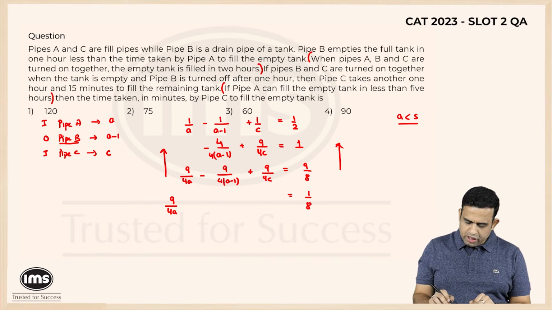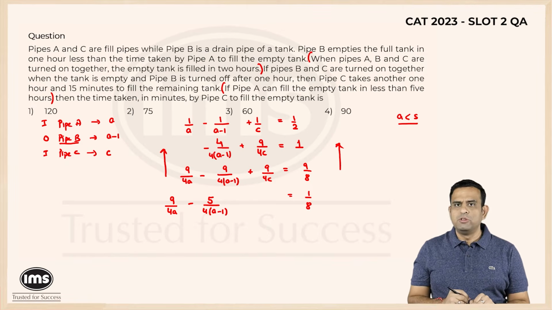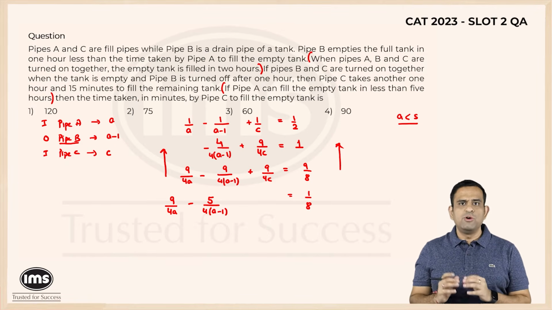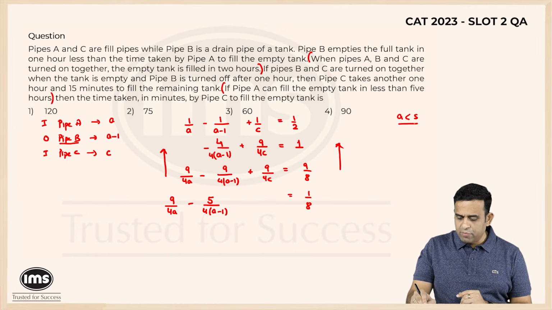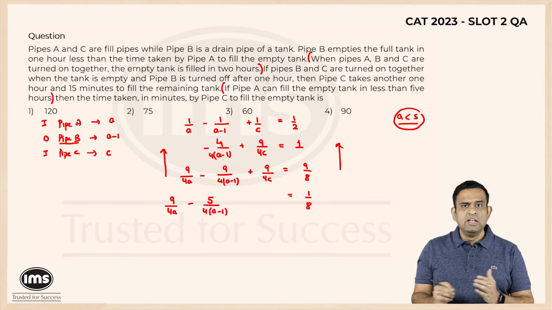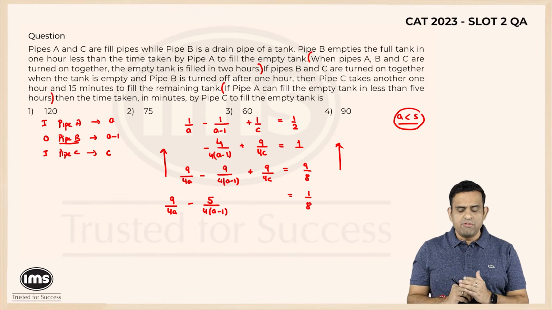And this is going to become equal to, one can say, minus 5 upon 4 into A minus 1. And this thing is equal to 1 by 8. So now I'm going to simply get a quadratic in A, and we can find out the value of A, and then we can possibly use this particular condition that the value of A needs to be less than 5.